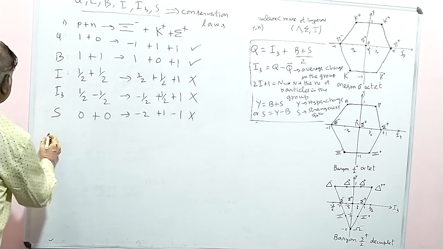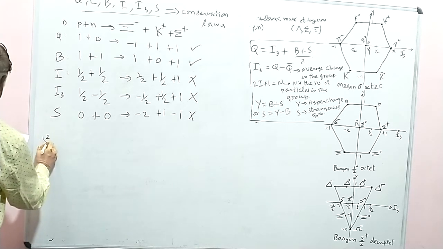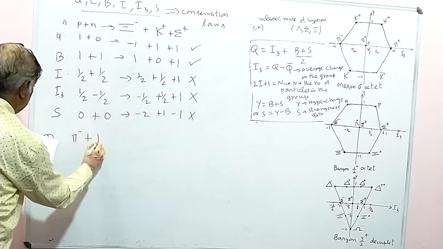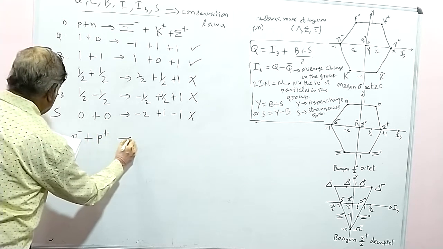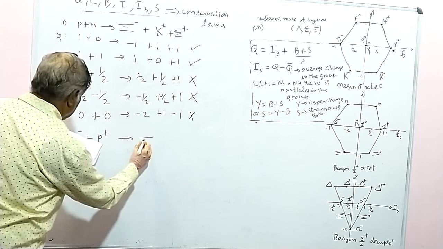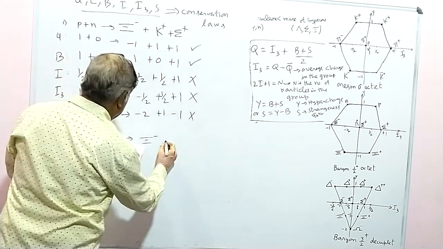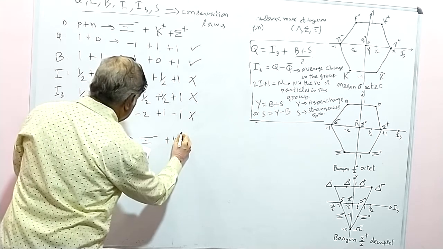You take the second problem. Pi minus plus p plus, minus, plus, k plus k0.